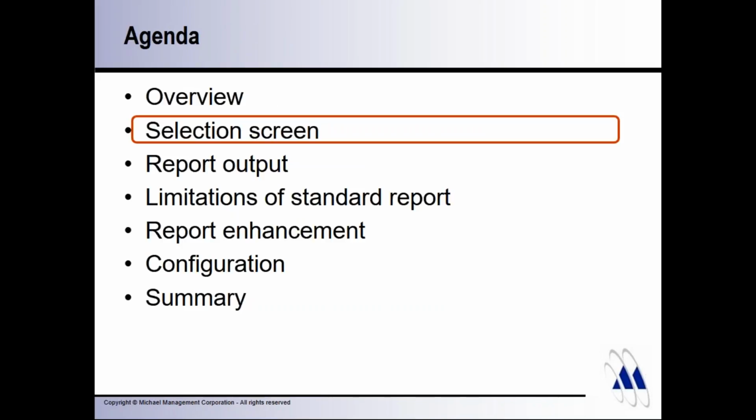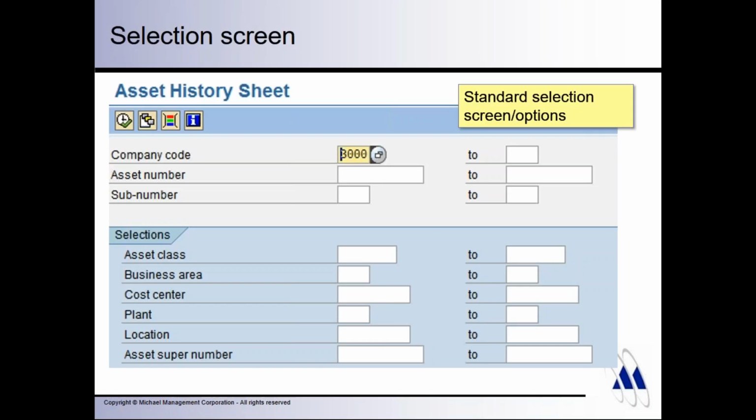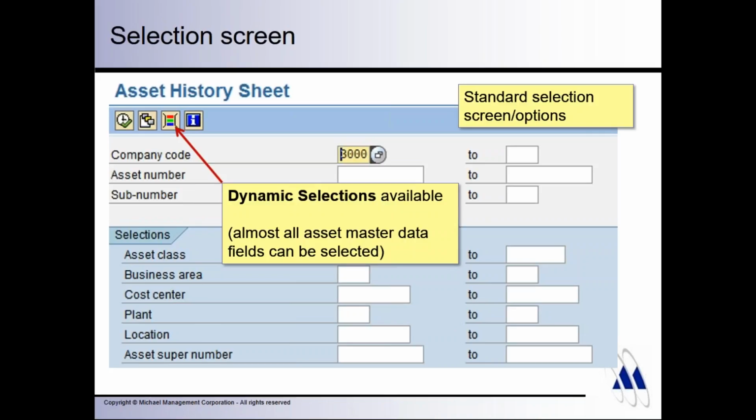Let's take a look at the selection screen of this report. So when we started, the first thing you see on top looks like any other asset report. It's a standard selection screen. Has a bunch of different selection fields right here. If you ever find that you're looking for a selection field and it's not here on the screen, not a problem. There's something called dynamic selections right there, and that allows you to pull in other fields from the asset master record to use as a selection criteria.